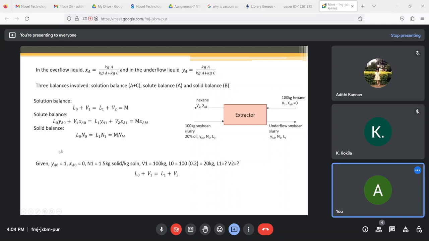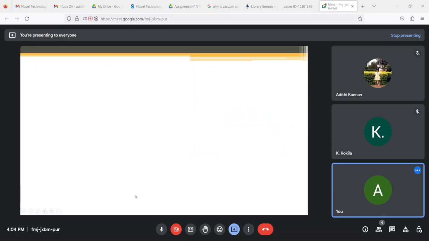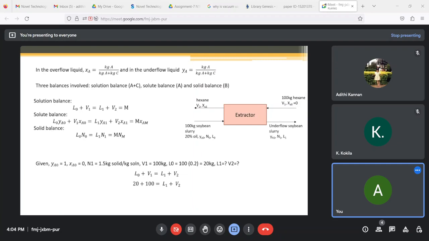So we'll start with solution balance. L naught plus V1 is equal to L1 plus V2. So substituting the values here, L naught is 20 kgs as we calculated here, which is 20% oil. V1 is given as 100 kgs. That is equal to L1 plus V2. L1 is this underflow system, V2 is this overflow system. So this is your solution balance.